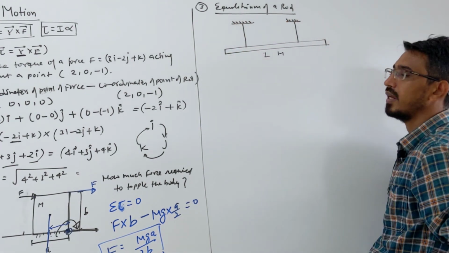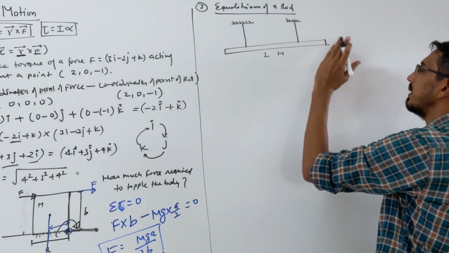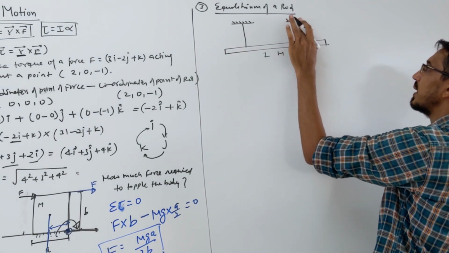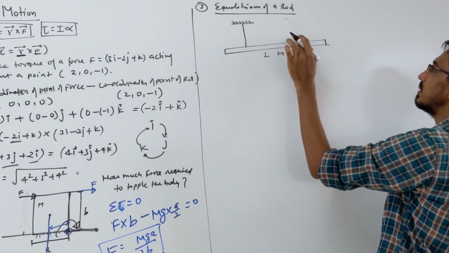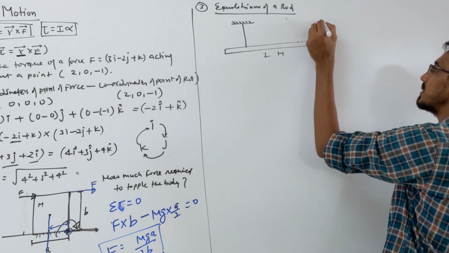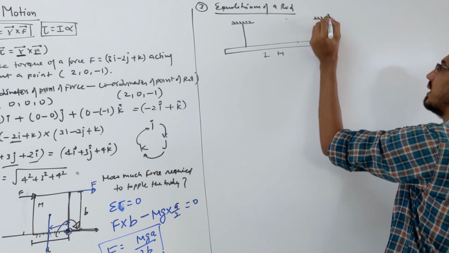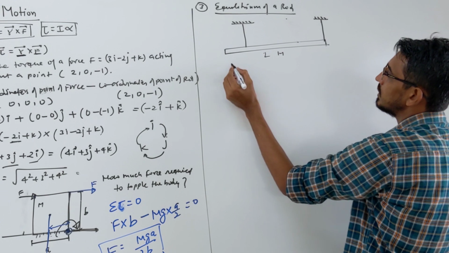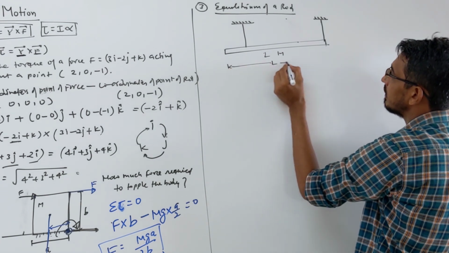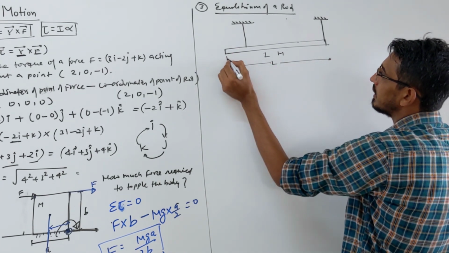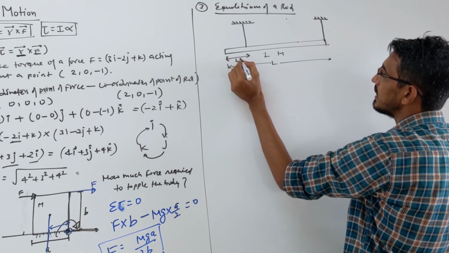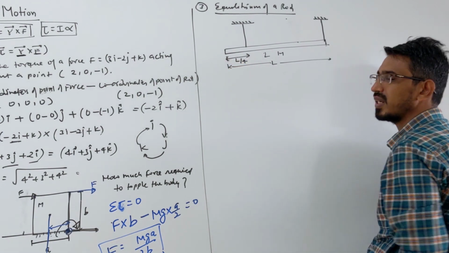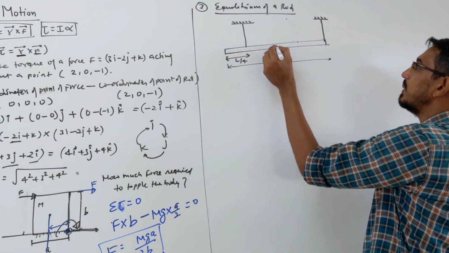The strings may be anywhere, at the end or in the middle, it doesn't matter. Suppose I write one string there and one string at the end, anywhere. The total length is L, and suppose this string is acting at a distance of L by 4, something like that, it doesn't matter, they will give it. This is the middle point of your string.